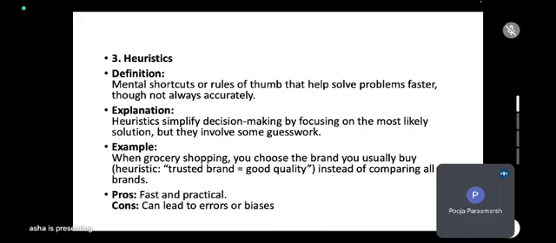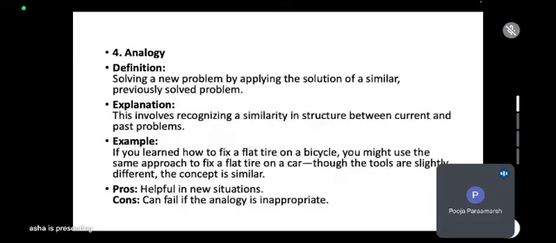Moving on to the next one, which is analogy. Analogy is basically solving a new problem by applying the solution of a similar previously solved problem, like in your past you have had experience with a similar problem to the one you are having at present. So this requires your recognition of a similar structure between current and past, right? So if you have already made a trip to Goa, you know which is the right route.